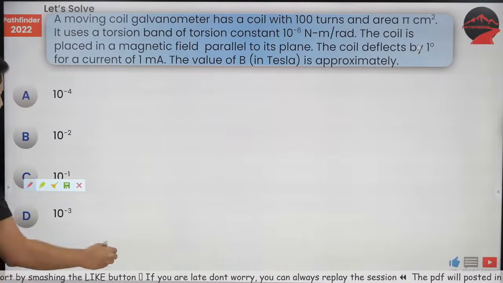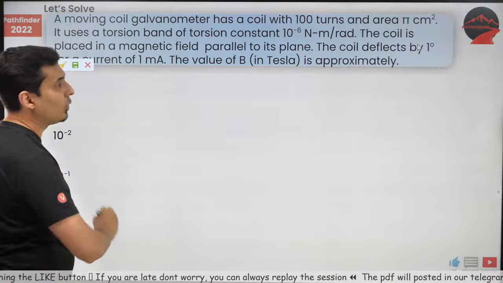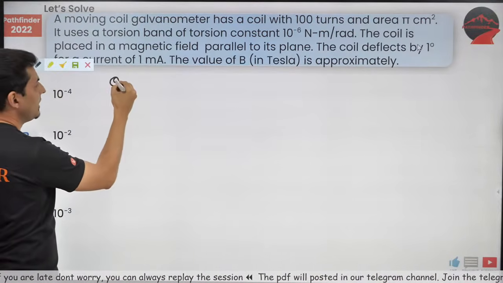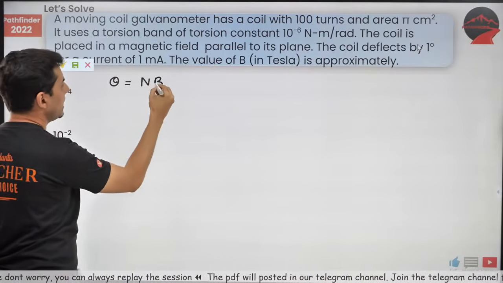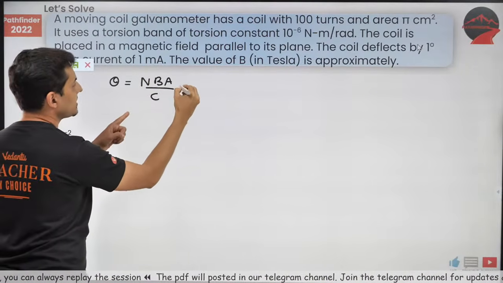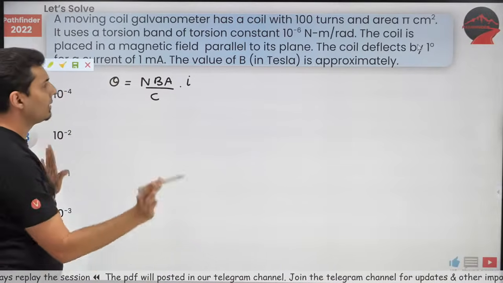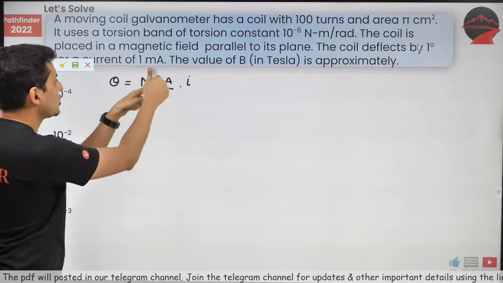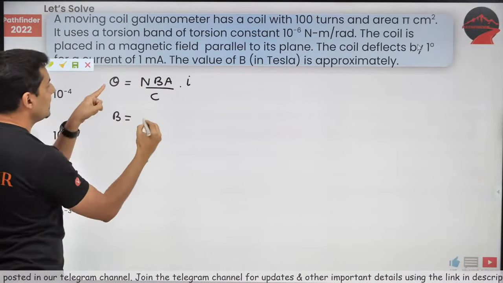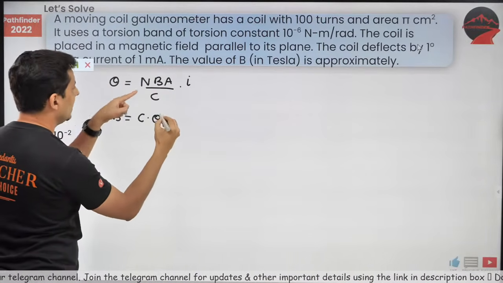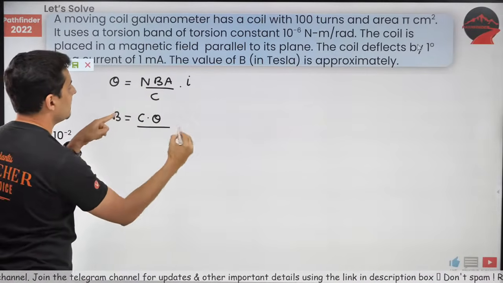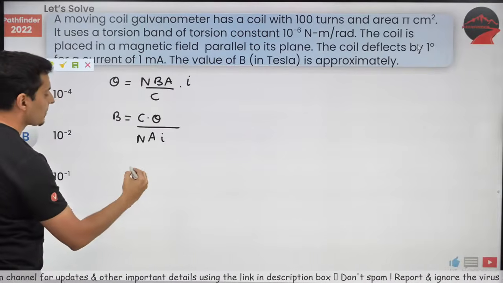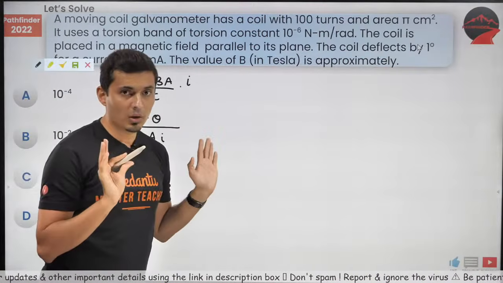Okay, so first of all, I need to go with my formulas for the galvanometer, and the standard formula that I told you is NBA divided by torsional constant into current will give you the angle of deflection. I think I know most of the things. The only unknown is B. So the value of B will be C into theta. Everything else will come below. N will come below. A will come below. Current will come below. Now it's just a matter of substituting all these values.